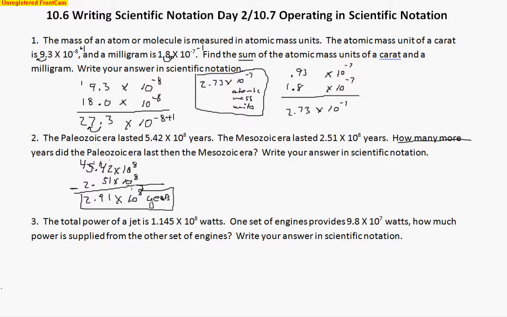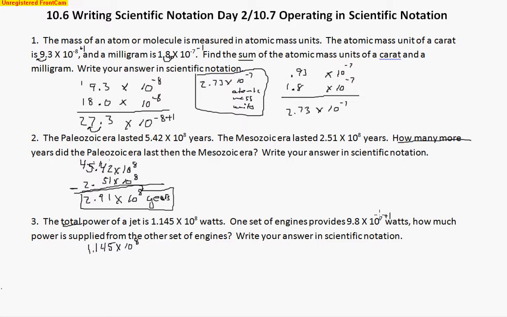And so taking a look at the next problem, it says total power supplied by a jet is this. One set of engines provides this many watts. How much is supplied by the other set of engines? Well, this is the total, so that tells me that it's a subtraction problem. So I'll start off with the 1 and 145 thousandths times 10 to the 8th power. Now again, this is not the same exponent, so I need to make it the same. So I need to add 1 to this to make that the same.